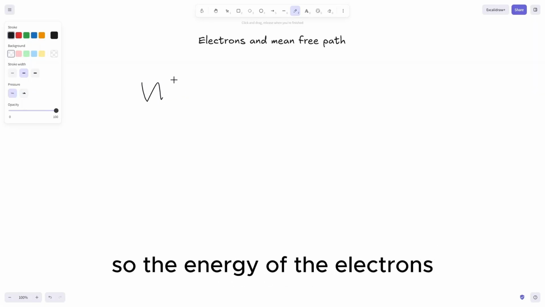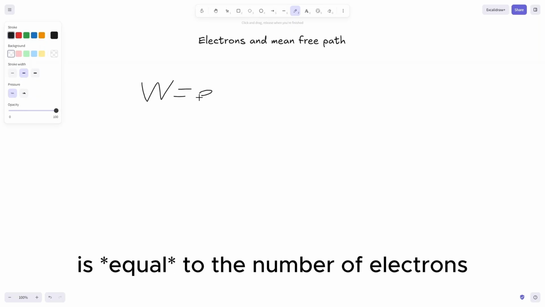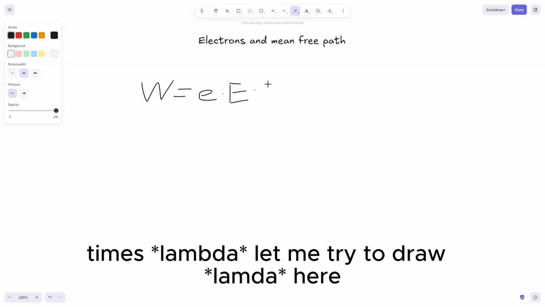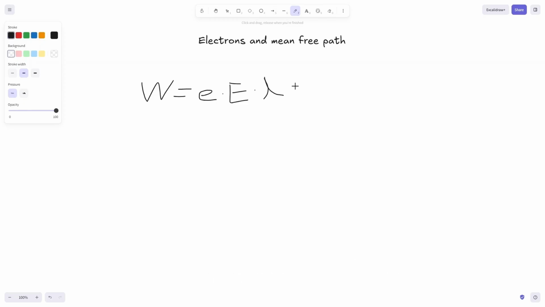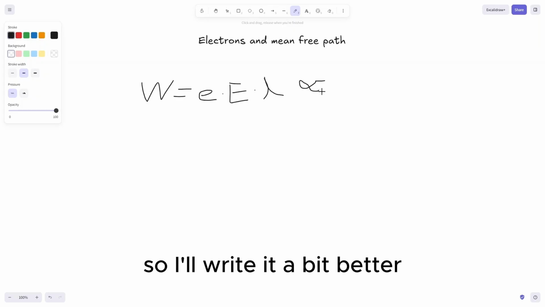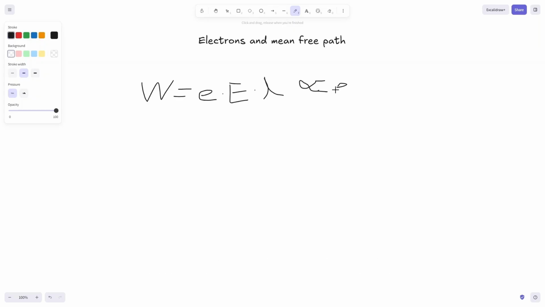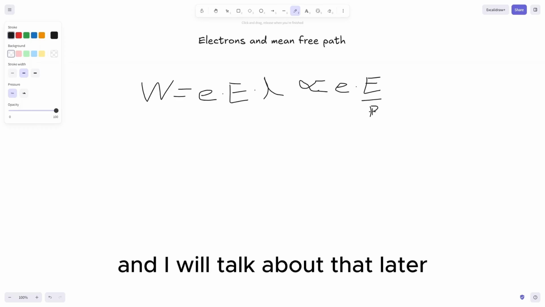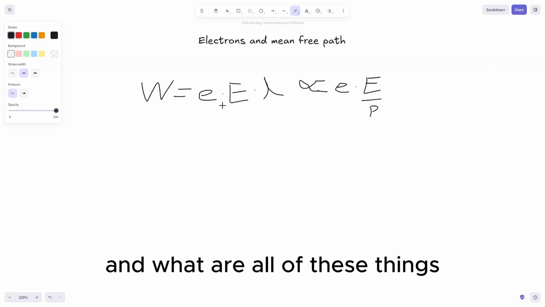So the energy of the electrons is proportional to the number of electrons times the electric field strength times gamma. Let me try to draw gamma here. Okay, so this is gamma, and this is proportional to, again, the number of electrons times the electric field strength over the pressure. So pressure plays a role here, and I'll talk about that later. But what are all of these things?